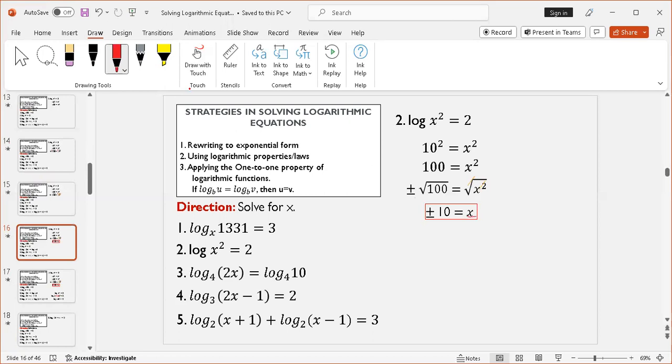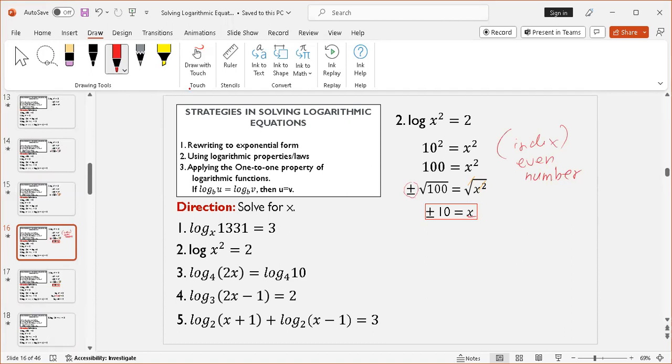Bakit merong positive negative dito? It is because the index here is an even number. Okay? If the index is an even number, then you need to put positive and negative sign before the radical sign. Okay? Again, only if the index is an even number.